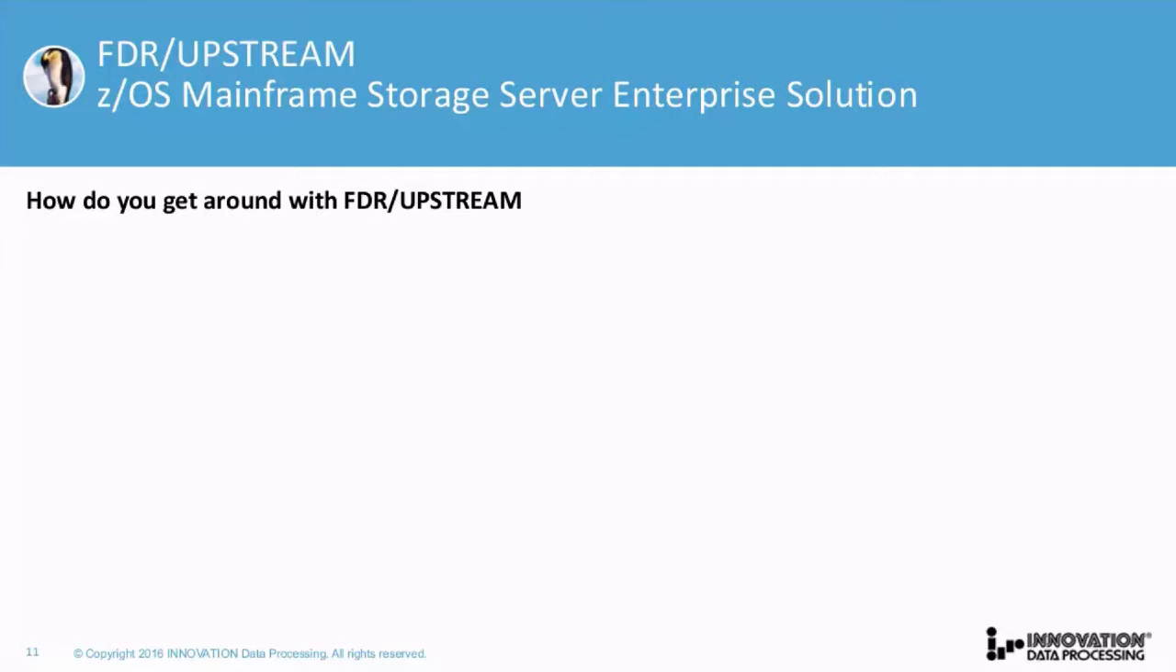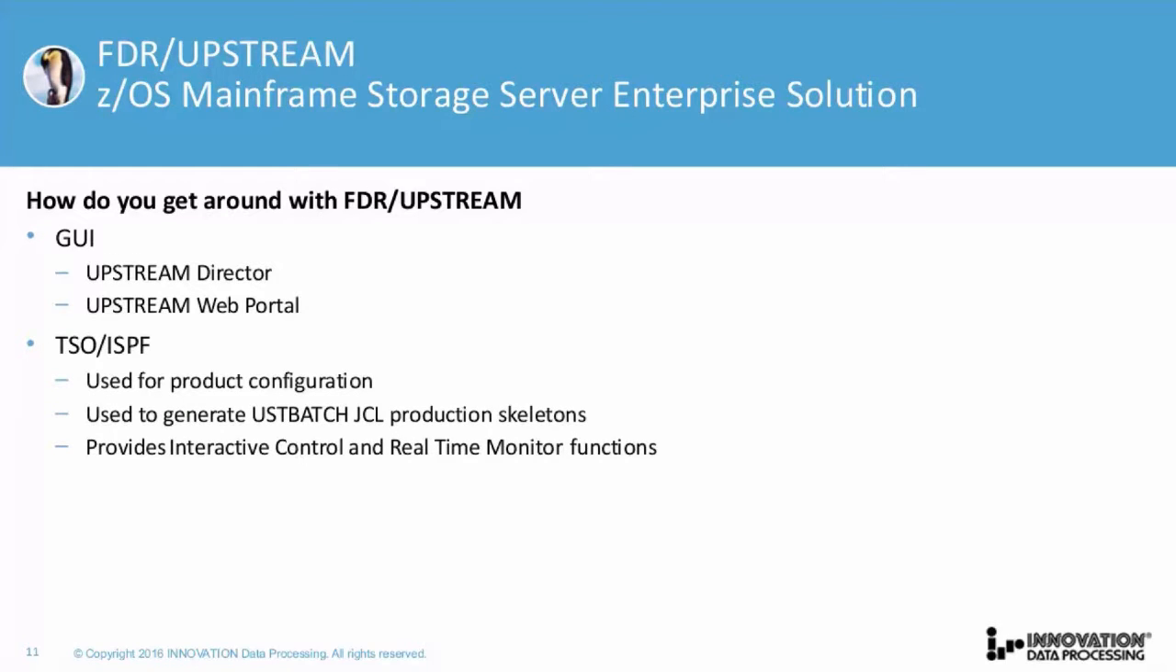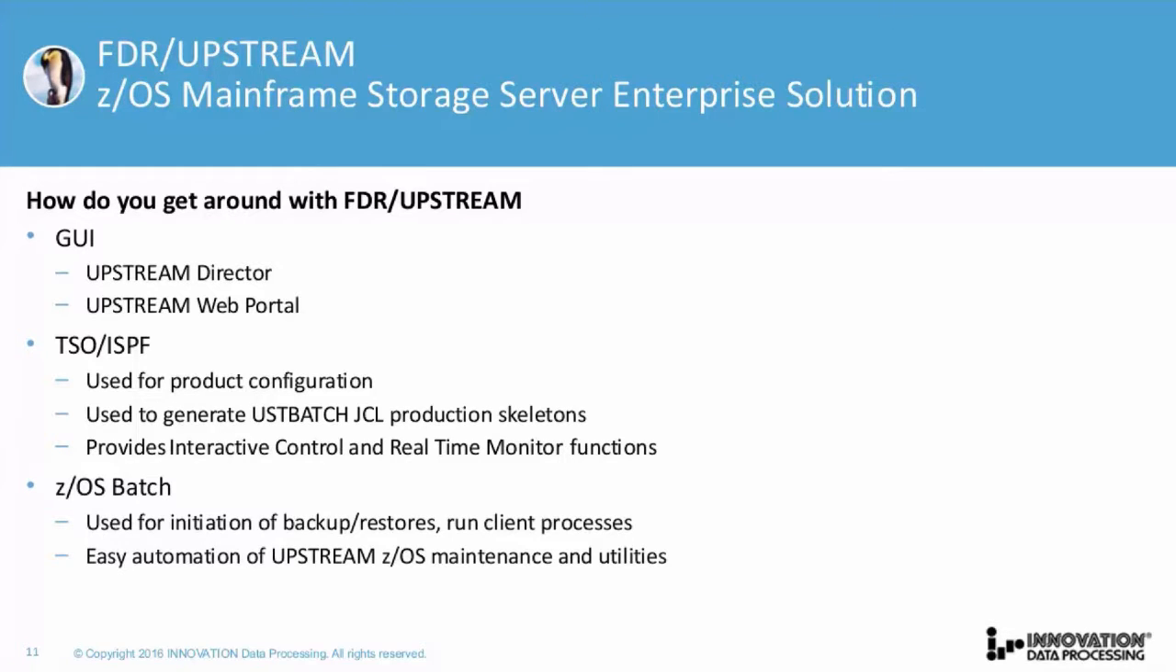So, tooling around in the Upstream world. There are graphical user interfaces, the Upstream Director or the Upstream Web Portal. Then on the mainframe in TSO, there's an ISPF interface. It's used for product configuration, used to generate UST batch JCL production skeletons, and provides interactive control and real-time monitoring functions. And then z/OS batch utilities are used for initiation of backups and restores and to run client processes. This allows easy automation of Upstream z/OS maintenance and utility.